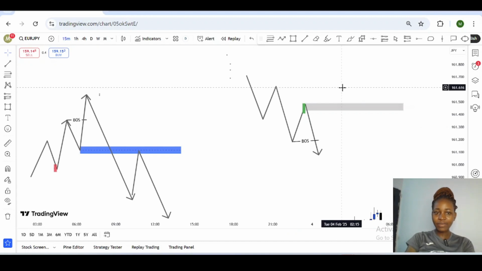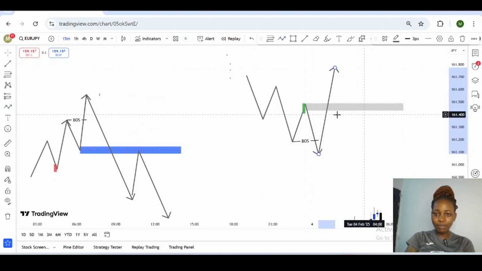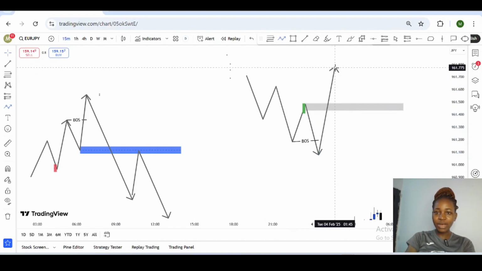Now let's identify what a breaker block is. If the next pullback fails to respect this order block here, which is also the origin, and pushes out of it like this to the upside, okay, immediately this order block here turns to what is called a breaker block. This order block here turns to what is called a breaker block. So we want to see price coming back to this block, which is now a breaker block, and this block holding price and pushing it back to the upside like this.